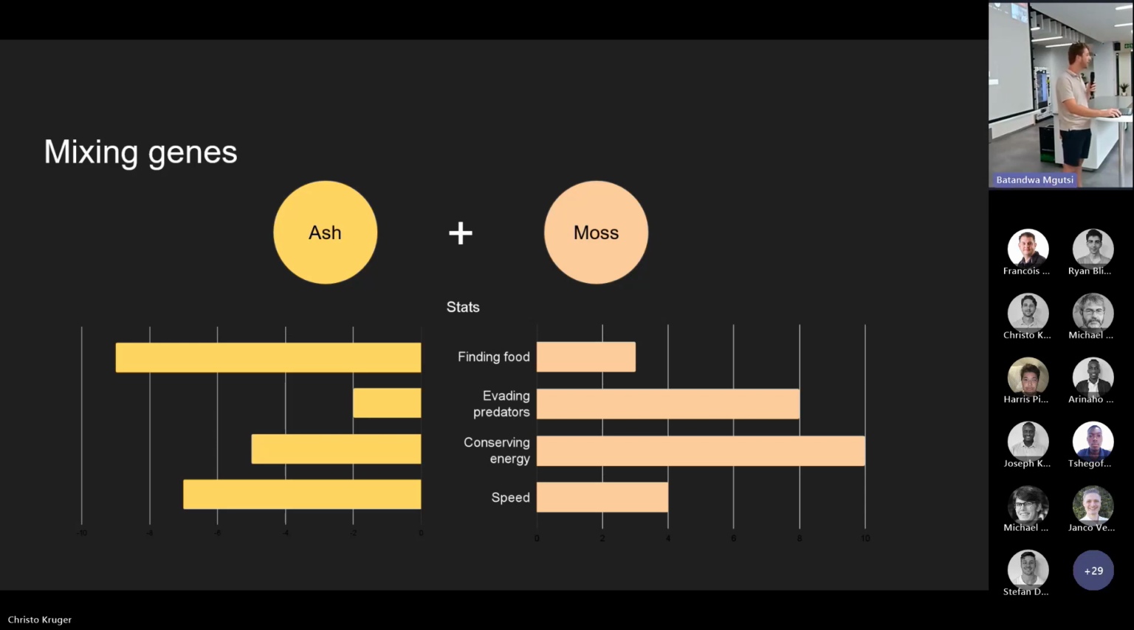Ash was fairly good at finding food, but not so good at evading birds and the like. It could conserve its energy fairly well and is quite fast. Moss, on the other hand, was not as good at finding food, but its skills in conserving energy make up for its foraging skills.